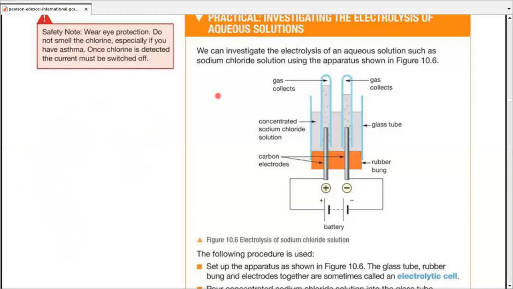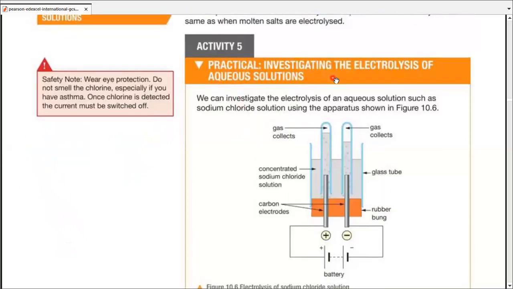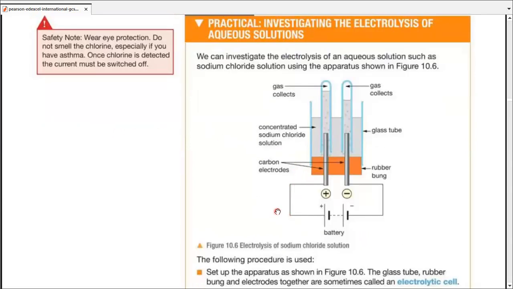Now, a practical investigation in which we're going to investigate the electrolysis of an aqueous solution. Before we get started, always wear eye protection. Do not smell chlorine, especially if you have asthma. Once chlorine is detected, the current must be switched off. This is for safety, since chlorine is poisonous. So we took a sodium chloride solution.